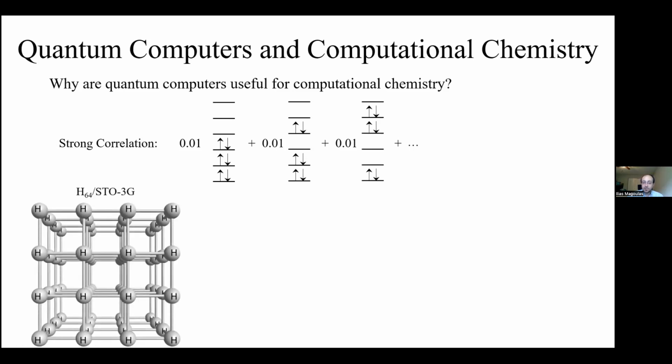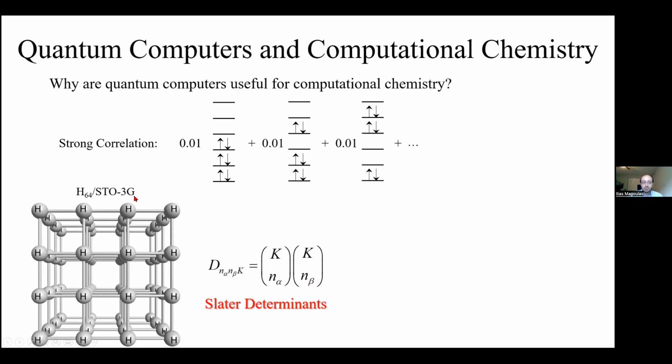As an example of a strongly correlated system, we have this cube of 64 hydrogen atoms. So what you want to do is study the symmetric dissociation into 64 individual hydrogen atoms. The total number of Slater determinants is given by this expression. And you see here, K is the number of spatial orbitals, and N alpha and N beta are the numbers of alpha and beta electrons, or spin up and spin down electrons, if you like.